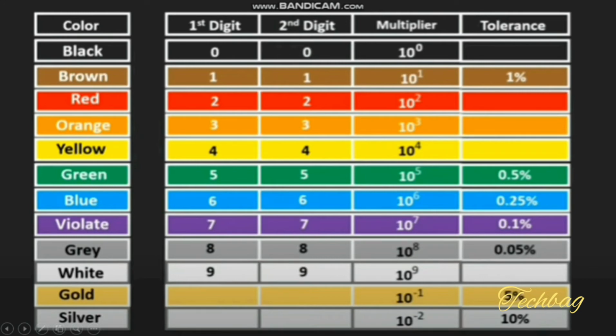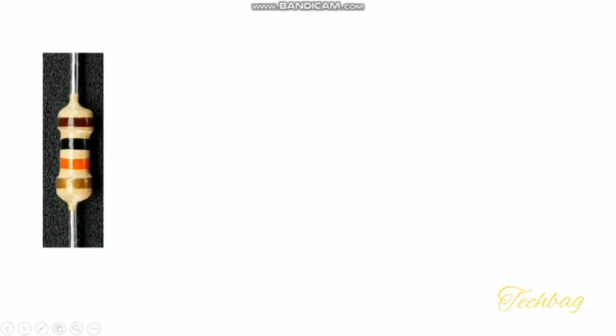These colors have specific values. Black means 0, brown 1, red 2, orange 3, yellow 4, green 5, blue 6, violet 7, gray 8 and white 9. I hope you already have a shortcut to remember these colors. That is, "BB Roy of Great Britain has very good wife." So it is a shortcut to remember these colors. Okay, let us see one example.